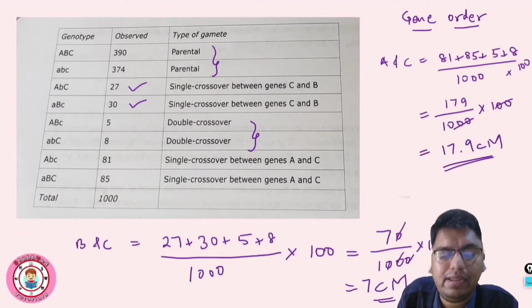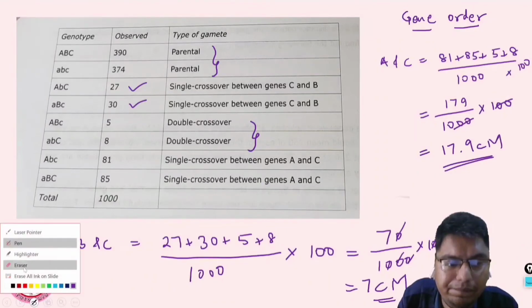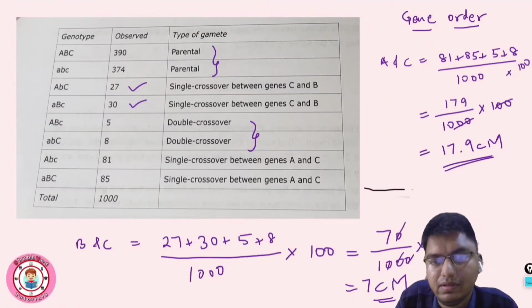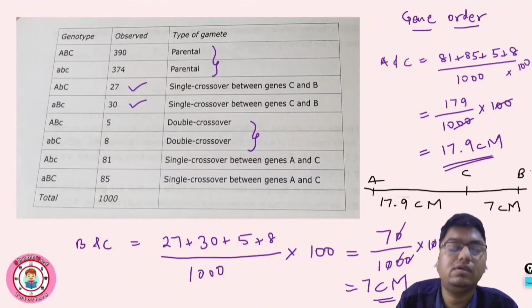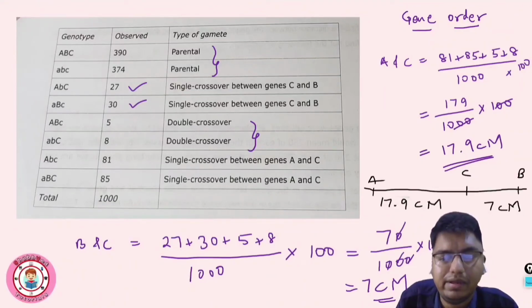So we can draw the map here, starting from here. What is the order? A, C, and B. Right. We know B and C are located very close. So this will be 7 centimorgan, and A to C, they are far away from each other. So this is a genetic map we can draw. Right. So this is how we can find the recombination frequencies.